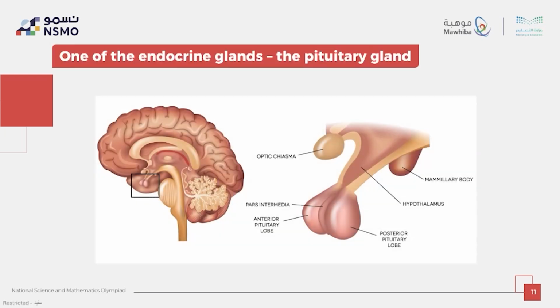Let's talk about the pituitary gland. The pituitary gland is located at the base of the brain. It's called the master gland because it secretes hormones that control the function of many other endocrine glands, such as the thyroid, adrenal glands, and gonads.